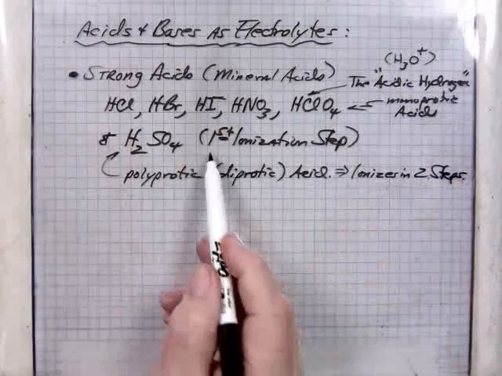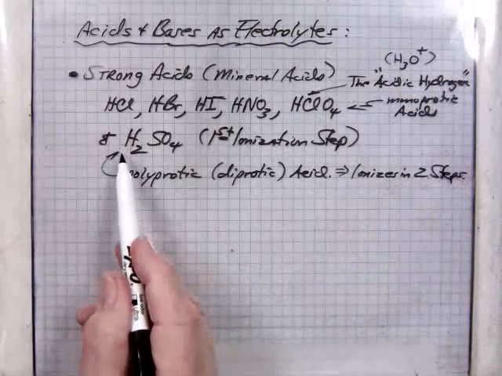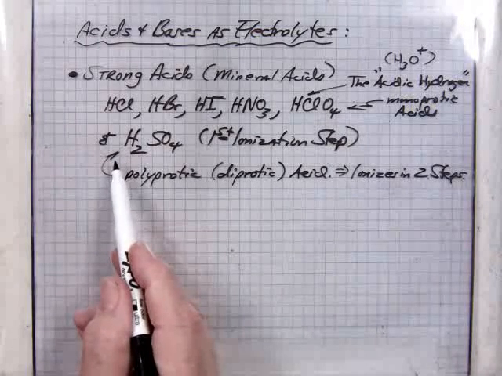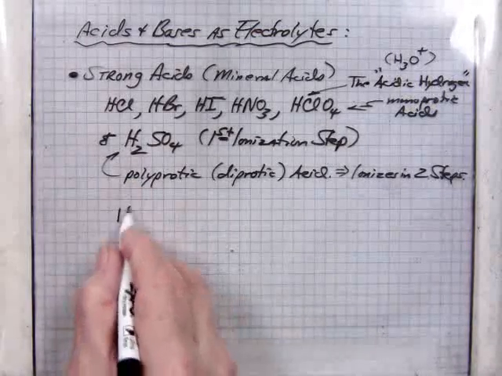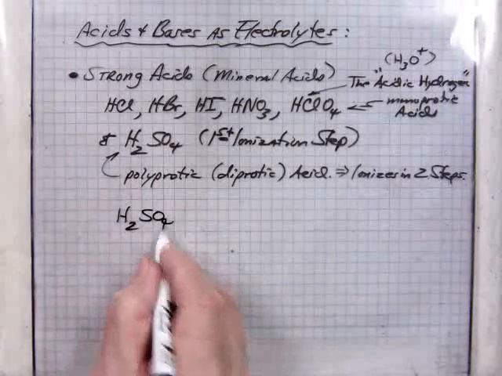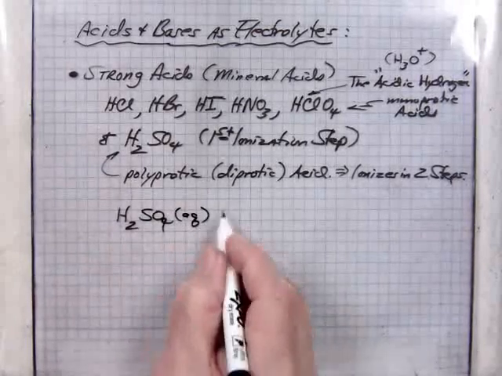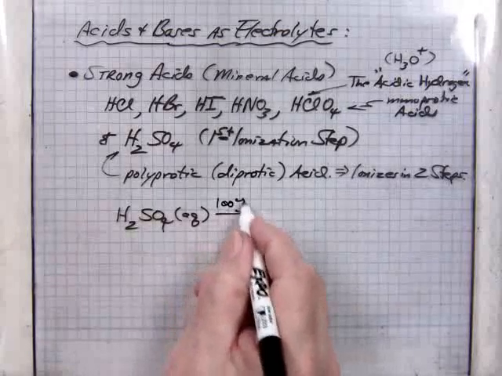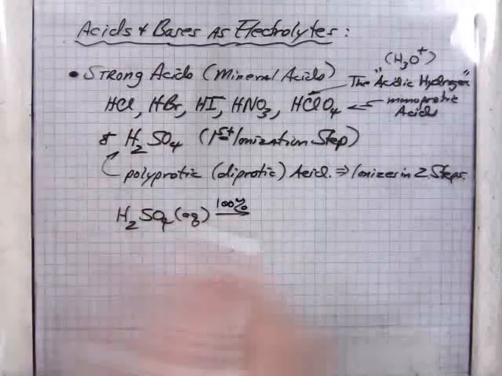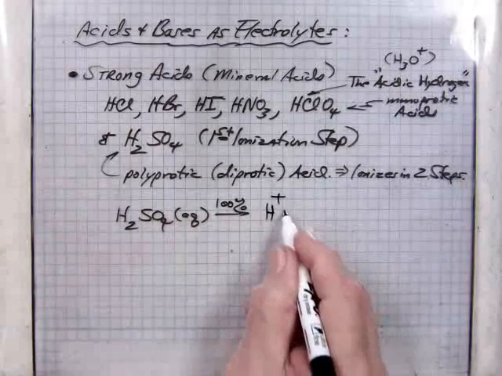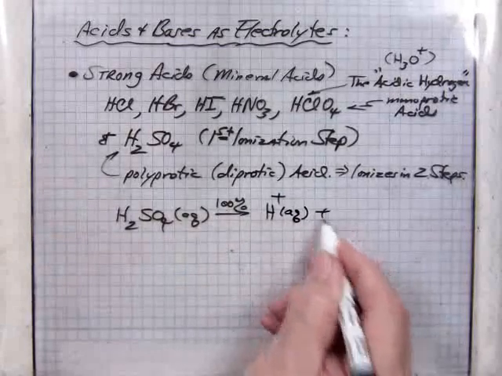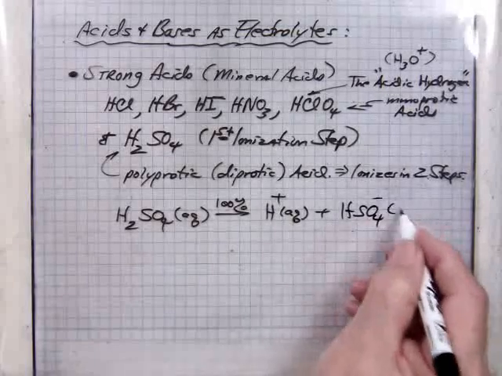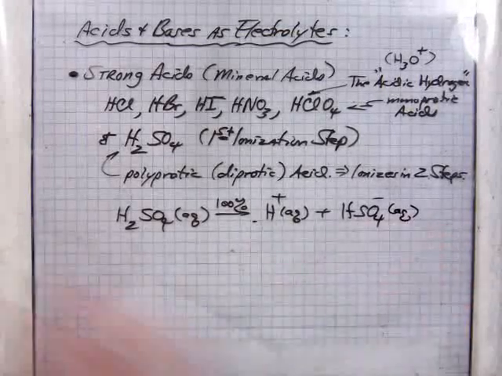So when I say the first ionization step, that would refer to losing one of the hydrogens, not both of them at the same time. So the way that's written, say if we start with H2SO4 in aqueous medium, and we show that 100% ionized for just one of the hydrogens, we get hydronium ion plus HSO4 minus in aqueous medium. So that's the first ionization step.